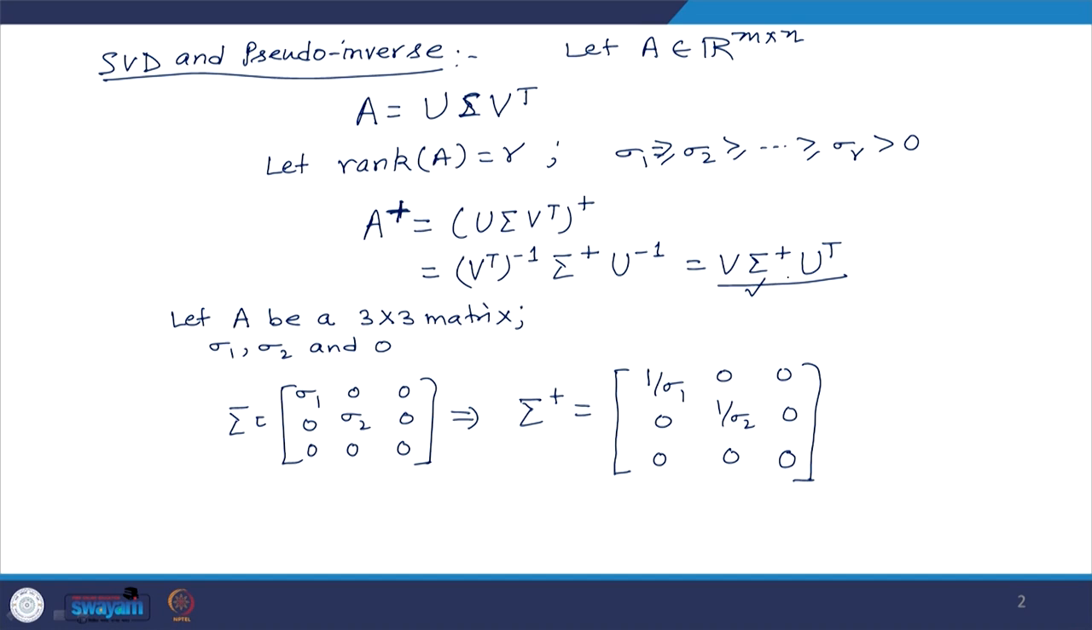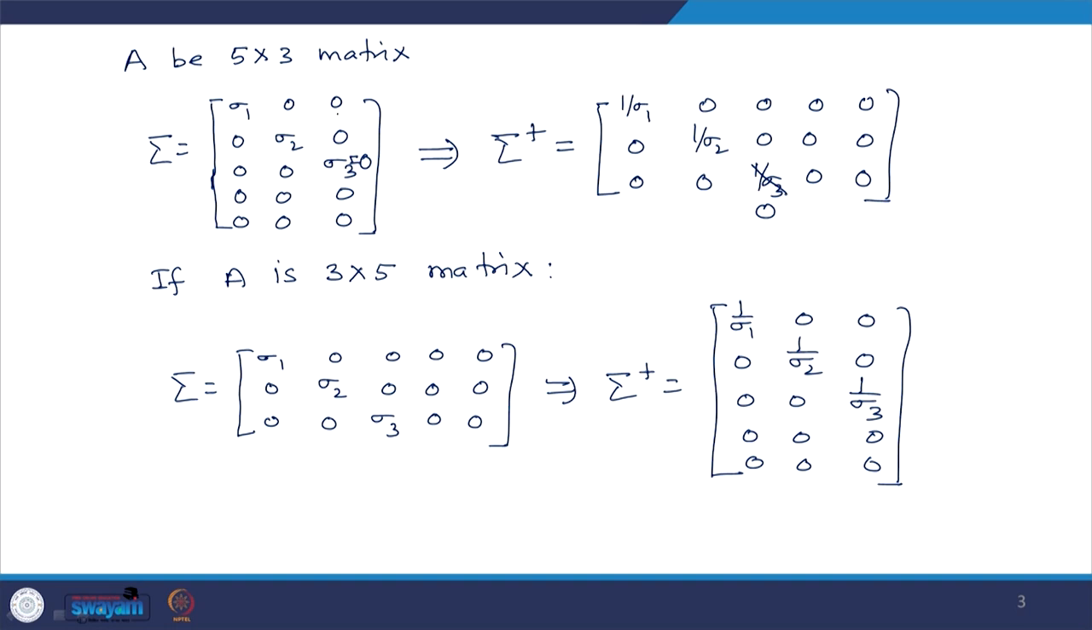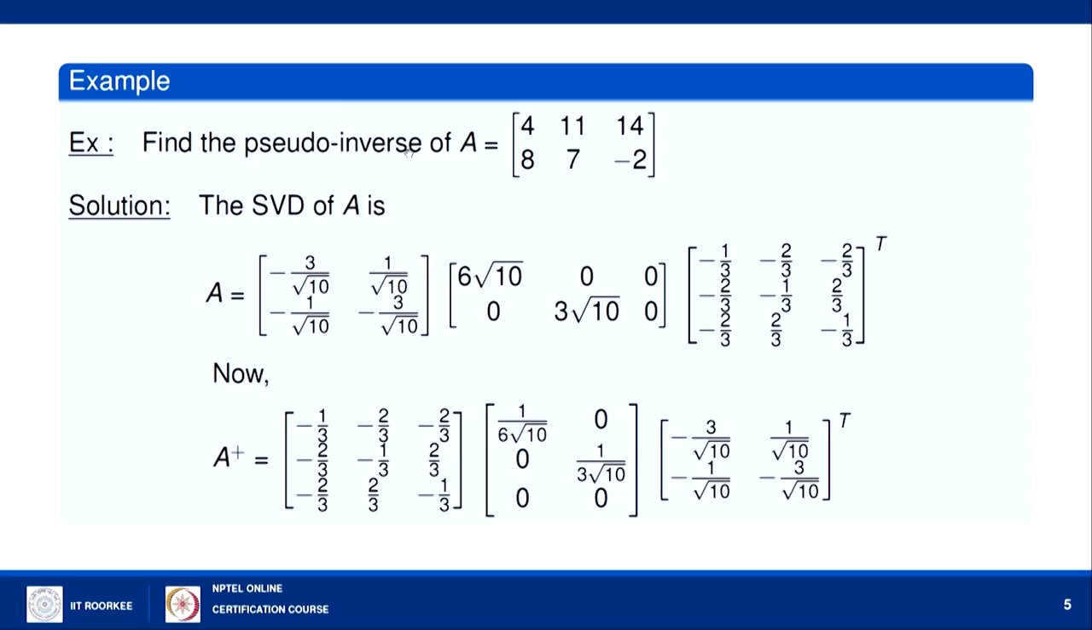Left or right, in both the cases the only difference will be how to write sigma. So this is the application of singular value decomposition for calculating the pseudo inverse. Let us see an example of this. Find the pseudo inverse of A, where A is a 2 by 3 matrix and the rows of A are 4, 11, 14 and 8, 7, minus 2.